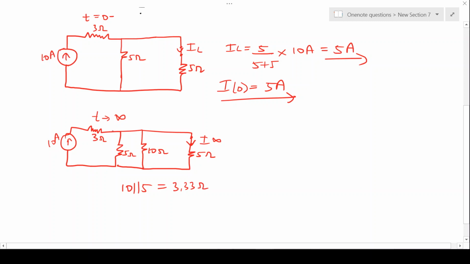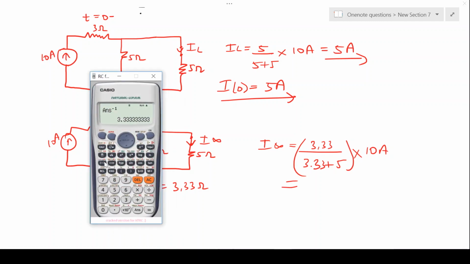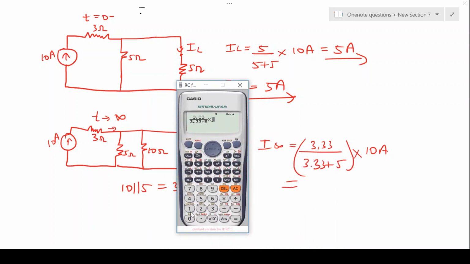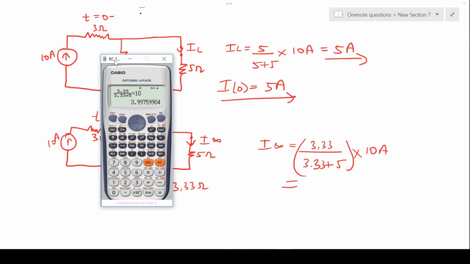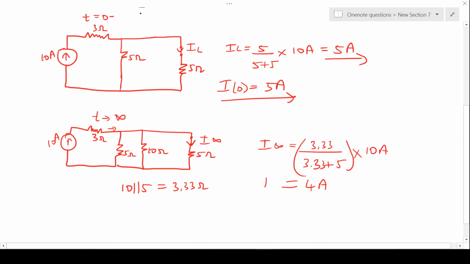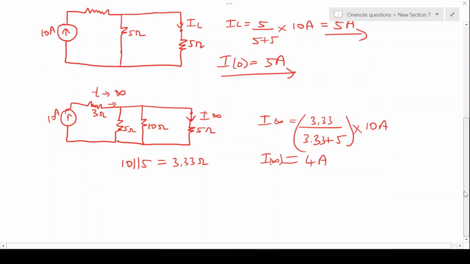Right, so the current 10 amps is going to split between the 3.33 ohms and the 5 ohms. So we can say I infinity must give you the opposite resistor, which is 3.33 over 3.33 plus 5, all multiplied by the 10 amp source, and that gives us 3.997 amps, which is effectively going to give us 4 amps. So the current at time t equals infinity is 4 amps.